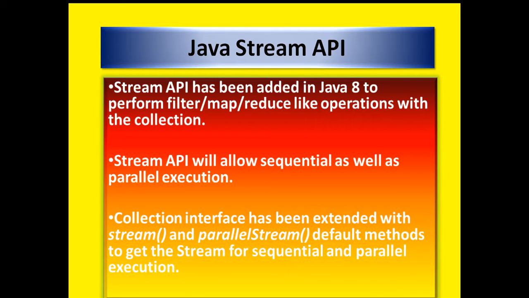Java provides two methods, one is stream and the other one is parallelStream, that have been added to the collection interface. Both methods get us the stream for sequential and parallel execution. Alright, that's about the Stream API. Let's get into the video. I will show you in the program.